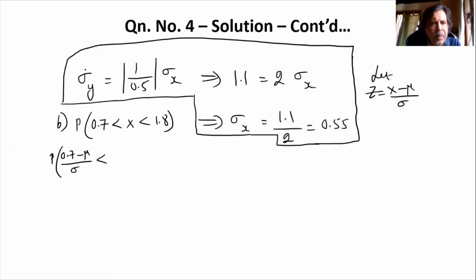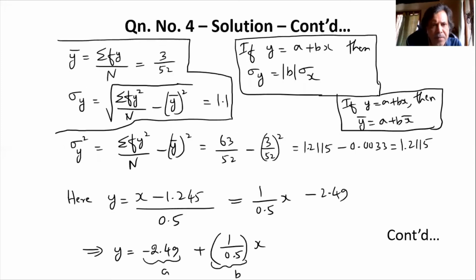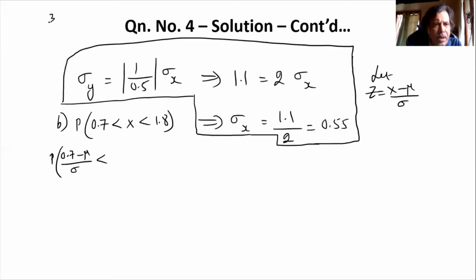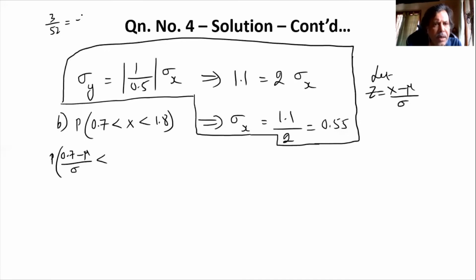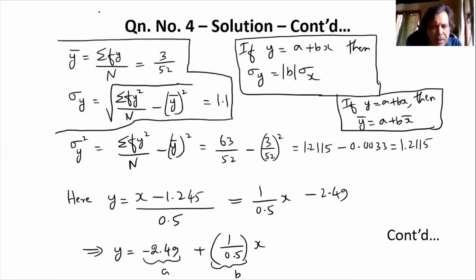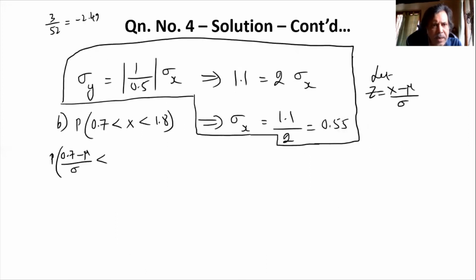So let me write it here. What is our y bar we obtained? 3 by 52. So 3 by 52 is equal to, what is our A? Minus 2.49 plus B times. So what is B? B is 2, right? Plus 2 times x bar, right? So we can find out what is x bar from this. So let me write it somewhere here. This will follow normal 0, 1.